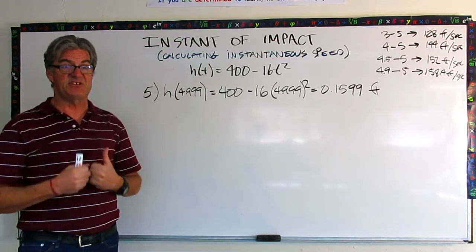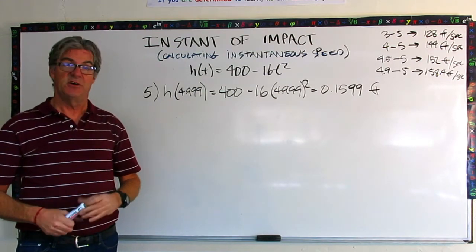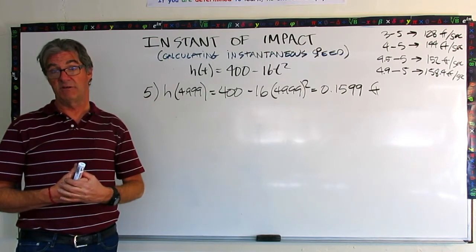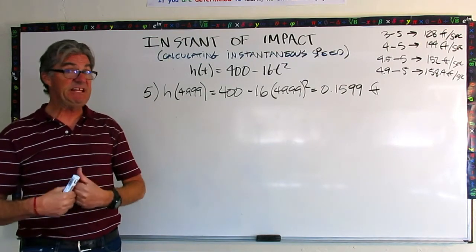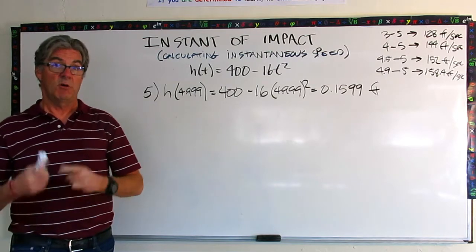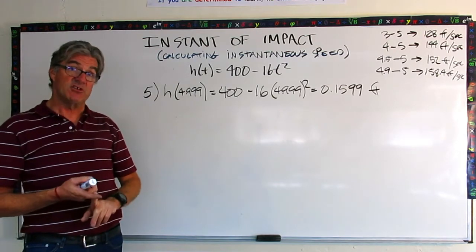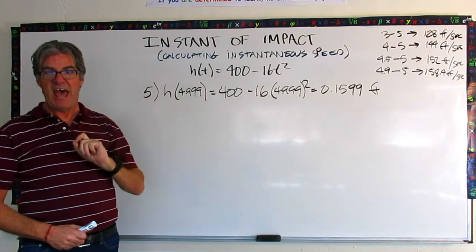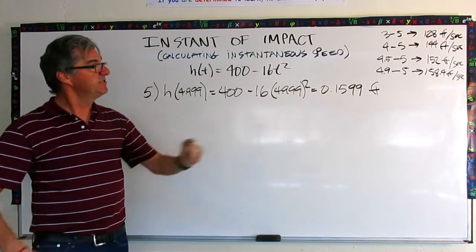Okay, question 5 requires the conceptual leap. Question 5 asks, what is the instantaneous or exact rate of the bundle when it hits the ground? So this progression has been leading us to this question. What we're going to do is calculate the average rate of speed for a very small piece of time that ends at the time of impact. So you can see the progression.